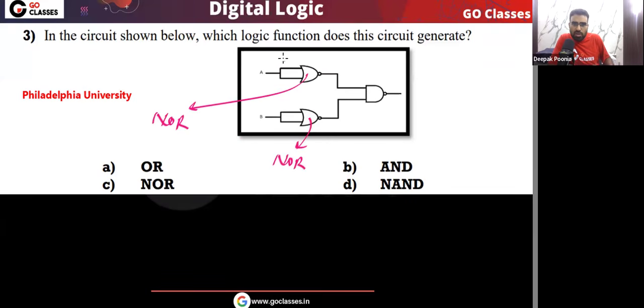Now, for this NOR gate, both the inputs are A. So it will be actually (A or A) whole bar, and that will be simply A bar. Here, this will be B bar. Okay, and finally here, what will you get?